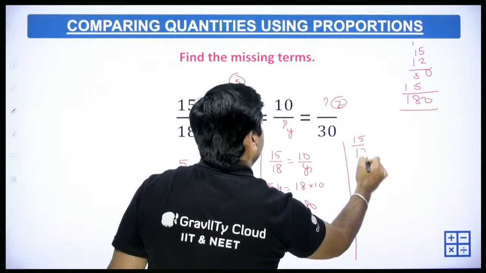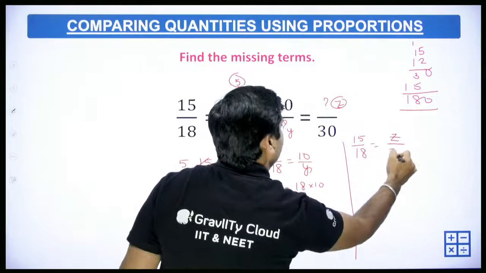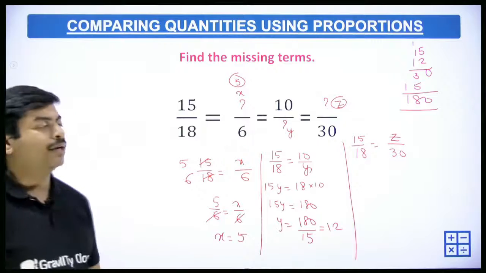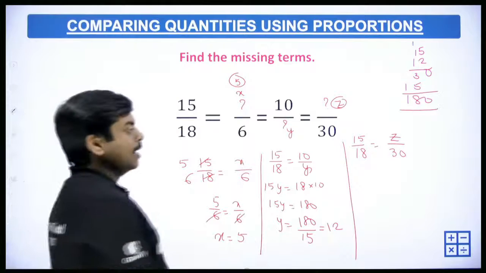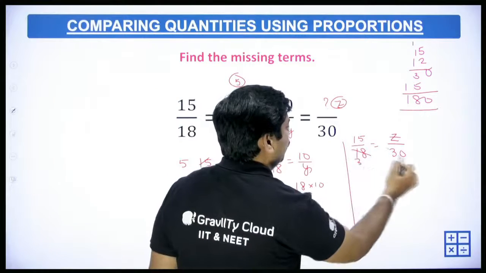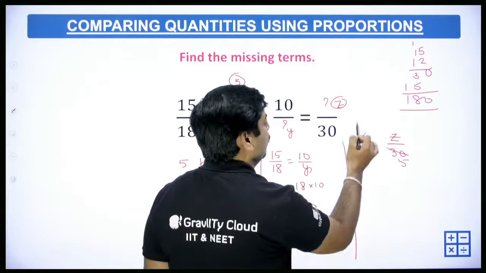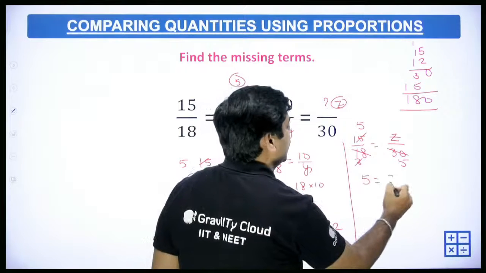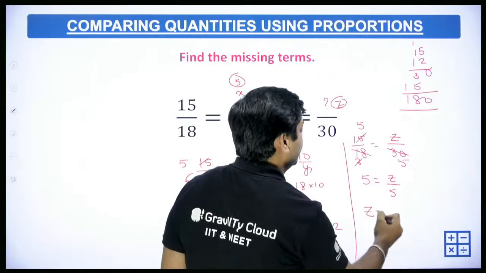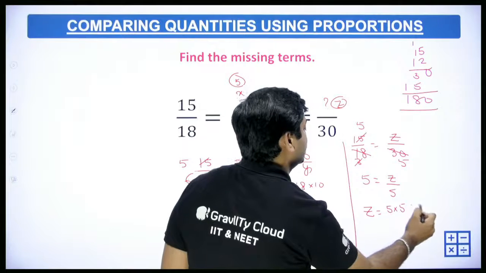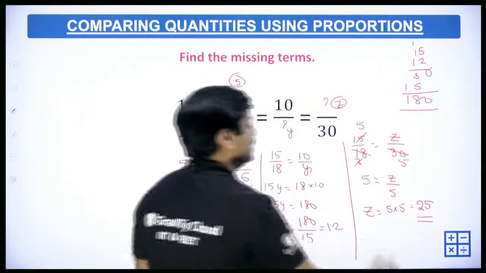15 by 18 is equal to z by 30. So how to calculate this one? Cross multiply, or you can cancel with 6 in the denominators. 6 3s are 18 and 6 5s are 30, and 3 1s are 3 and 3 5s are 15. So 5 is equal to z by 5, and you'll get z is equal to 5 into 5, which is 25. Z is equal to 25.